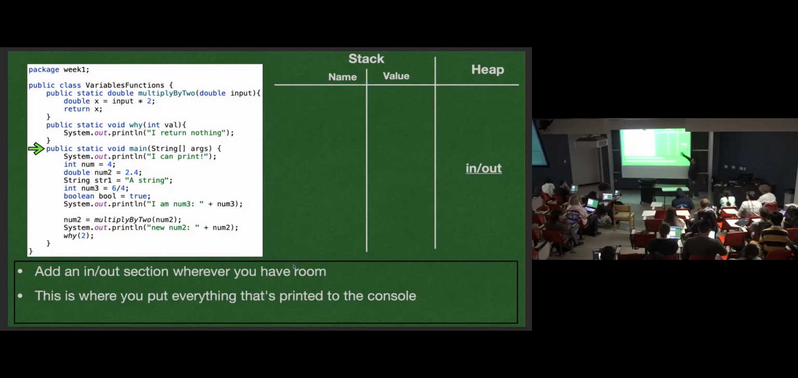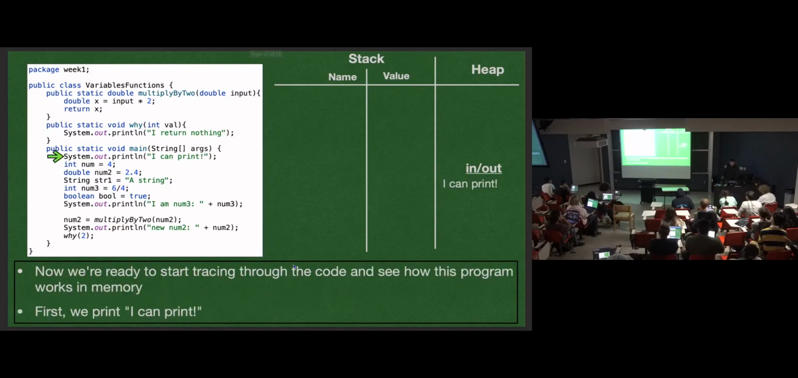There's no standardized place where this needs to be on the diagram. You can put it wherever you have room. Since I know we're not going to use the heap, I'm just going to use some of this physical space that would be used for the heap, use it for in out. But in out is not part of the heap at all. So when we print something, everything that we print to the screen, this is where you're going to write it. So when we print, I can print to the screen. We're going to put it in out.